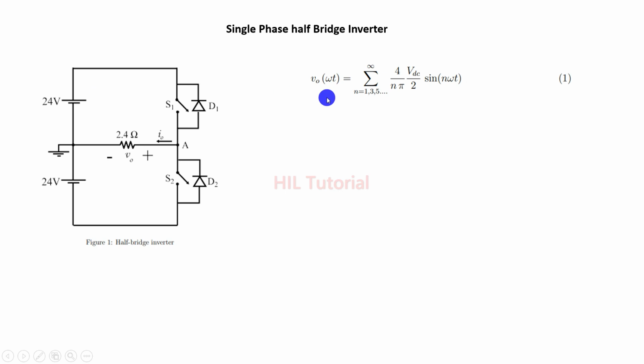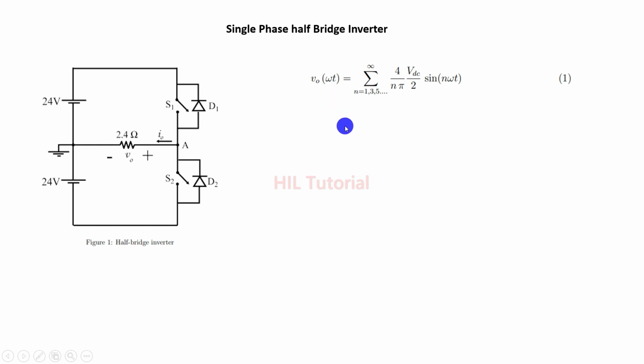So this is the output voltage equation. VDC is nothing but 24 volt here, right? And one thing you can observe from this equation is that only the odd harmonics will be present in the output of the single phase half bridge inverter, and there will be almost zero even harmonic orders.